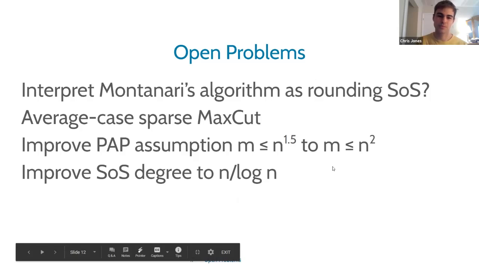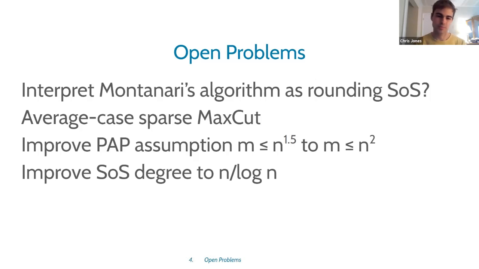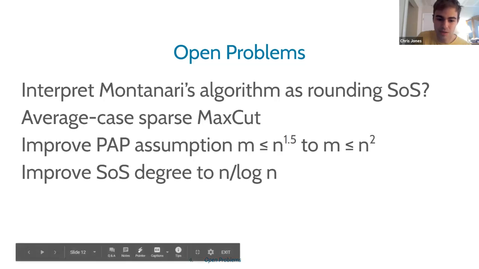There are a couple open problems left over from that. Besides understanding that kind of amazing fact that just by looking at the constraints, we could understand the large norm terms in the graph matrix decomposition, there are also some other open problems. One is to interpret Montanari's algorithm as rounding SOS, possibly. If you want to ask more about these open problems, feel free to ask questions since I'm kind of out of time.